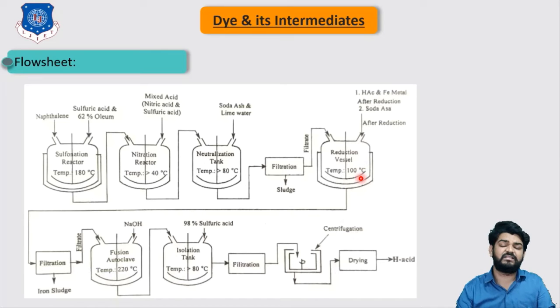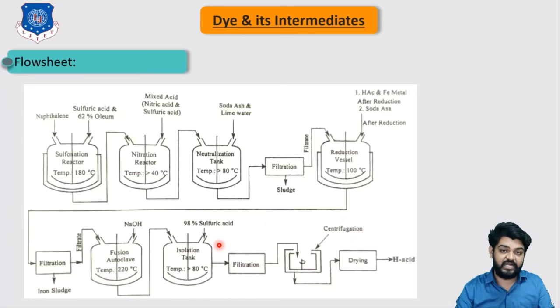And then this reduction mass is sent to a filtration unit, in which we separate our iron catalyst and recover the iron in the form of sludge, right? This sludge can be directly sent for landfilling or it can be sold to different gypsum industries. Right, so after that the filtrate is sent to the fusion reaction and then sent to the isolation reactor.